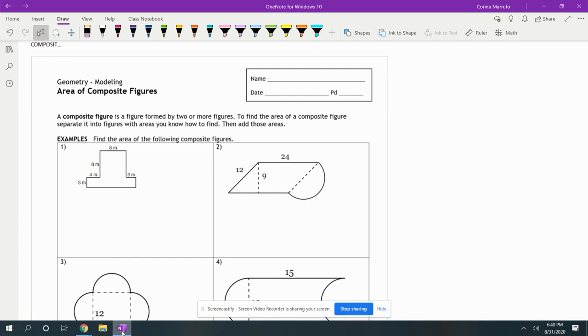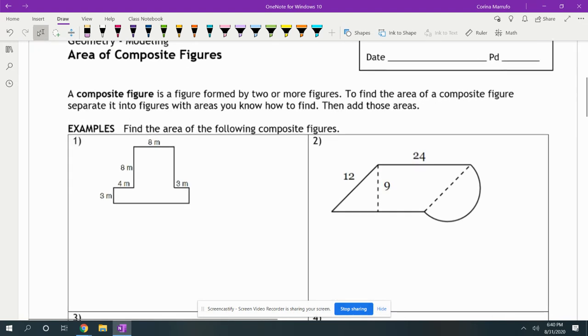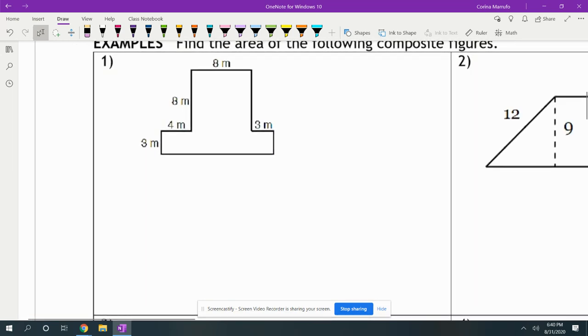So what we're doing today is we are finding the area of composite figures. A composite figure is a figure formed by two or more figures, and to find the area of a composite figure, we need to separate it into figures of areas that we know, and then we're going to add those areas. So let's look at the first example.